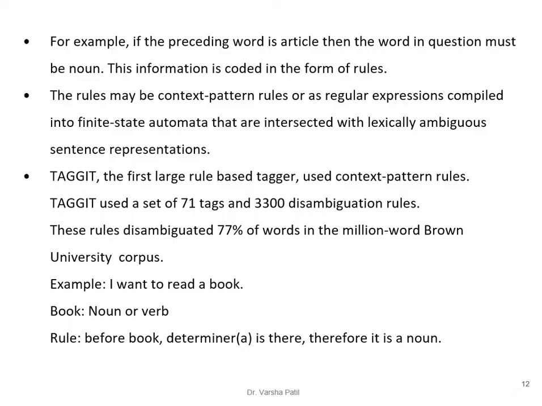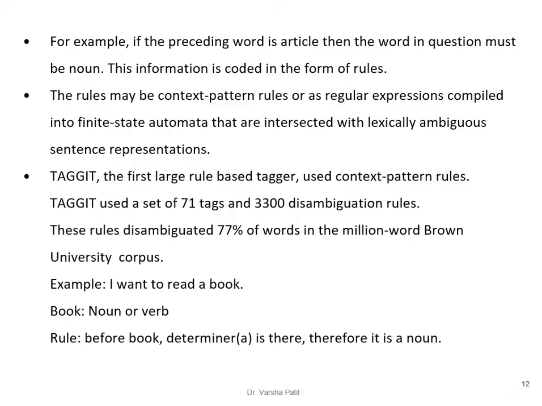The rules make context pattern rules, or regular expressions, compiled into finite state automata that are intersected with the lexically ambiguous sentence representation. So this is nothing but the implementation part. We can write down the rules in terms of regular expressions also. Tagit, the first rule-based tagger, uses context pattern rules. Tagit used a set of 71 tags and 3300 disambiguation rules.